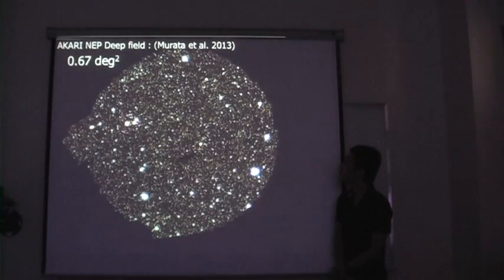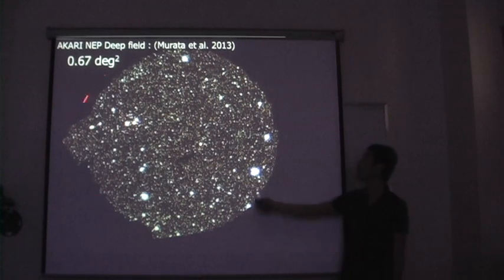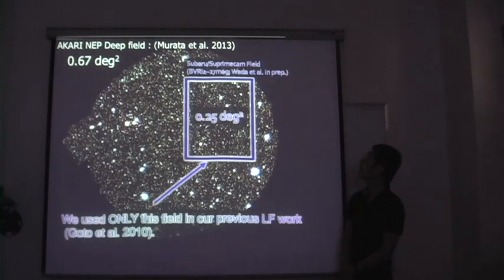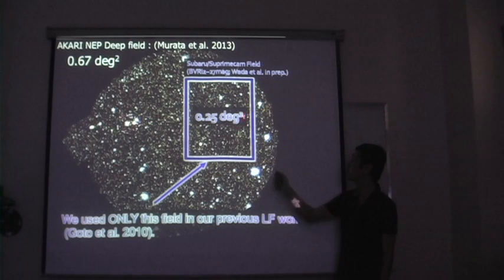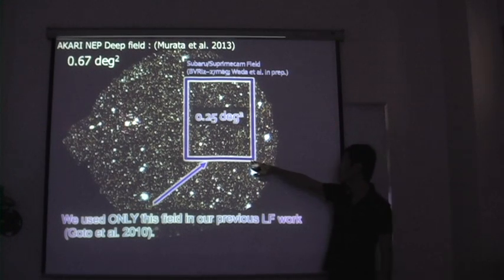I'll show you in this figure. This is the entire AKARI NEP deep field, and this is AKARI's data. However, we only had the optical near-infrared imaging in this 0.25 square degrees, which is 40% of the area. So in our previous work, we were only able to use this area.